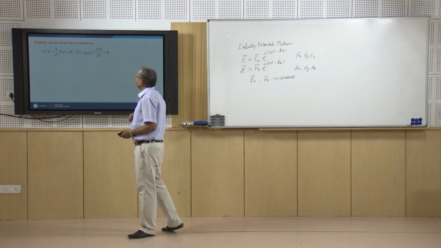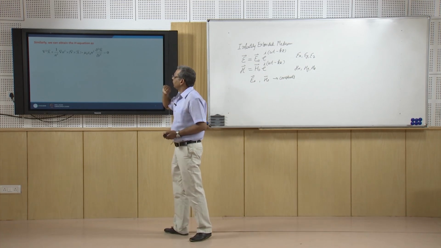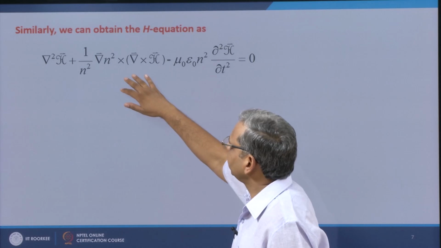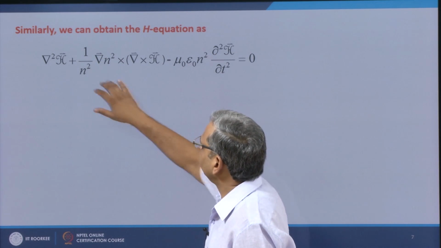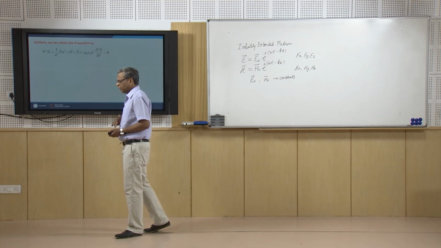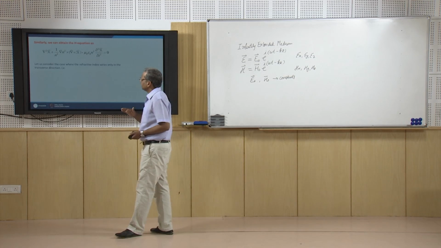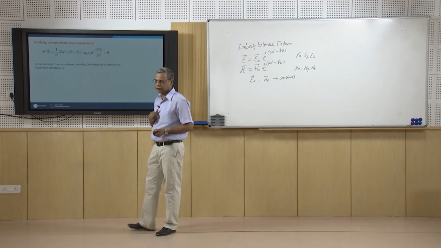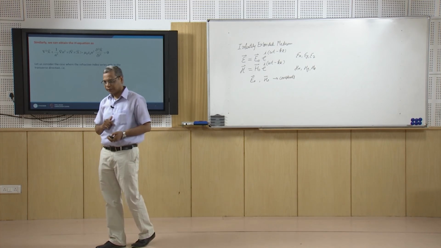Well, similarly, if I do it for the magnetic field, I will obtain an equation in H something like this. Again there would be a middle term which makes it impossible to separate out x, y and z solutions. So, now let me consider a case where the refractive index varies only in the transverse direction, which is the case of optical waveguides and optical fibers.